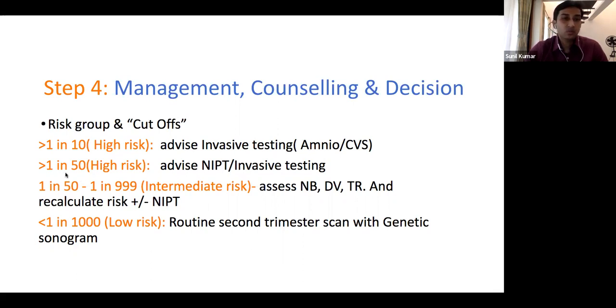When the risk is more than 1 in 50, still it is high risk. Advise an NIPT. I'll tell you what exactly NIPT is. Advise NIPT or invasive testing. 1 in 50 to 1 in 999 is called intermediate risk. In intermediate risk with biochemical markers, assess nasal bone, ductus venosus, tricuspid regurgitation and recalculate risk, or consider NIPT in such a case. When the risk is less than 1 in 1000, it's called low risk. Then you call her for a routine second trimester scan with genetic sonogram.